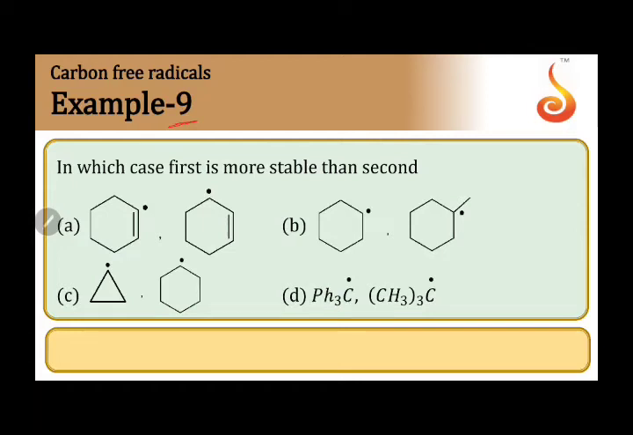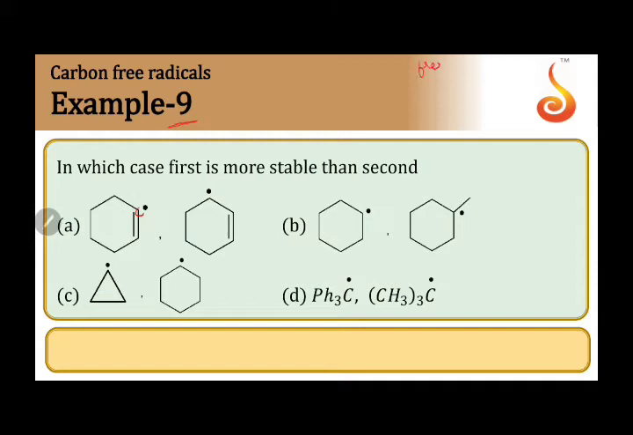In which case first is more stable than second. Consider our first one here. We have C double bond C, and on this carbon we have an odd electron. So we can recognize that these are free radicals.